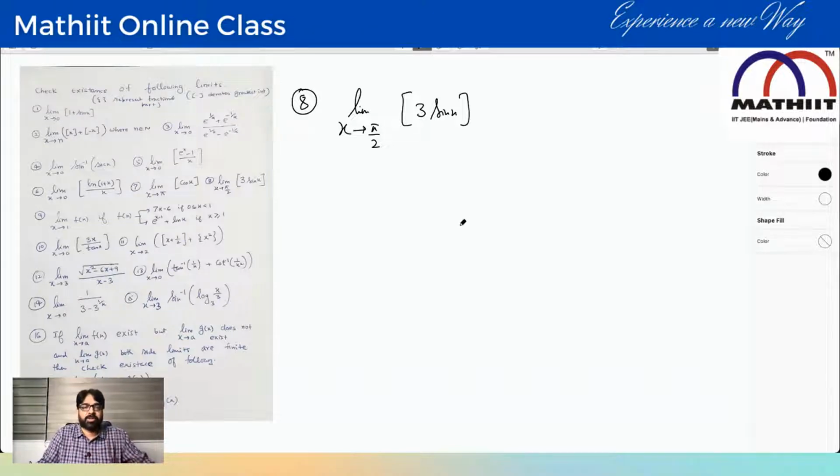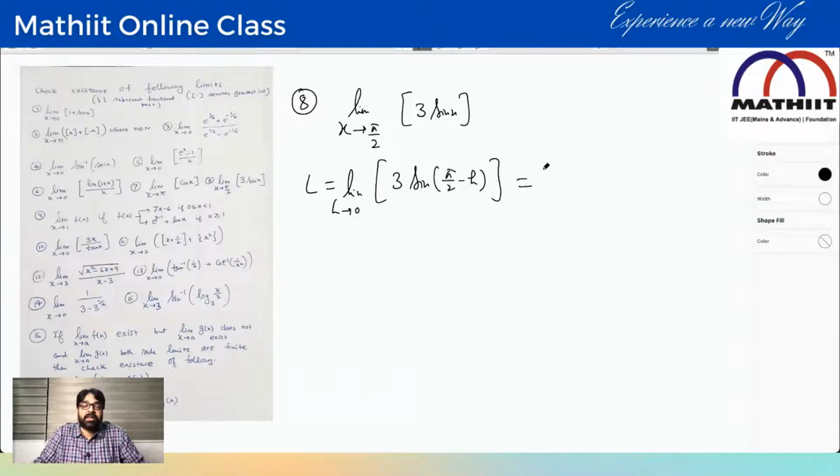Very simple question. One way you do by the lengthy process, if you are not going by the graph method: limit h approaches 0, greatest integer of 3 sin(pi by 2 minus h). All of you know sin(90 minus theta) is cos theta. So limit h approaches 0, greatest integer of 3 cos h. Think, cos h is very close to 1. So 3 cos h will be very close to 3.